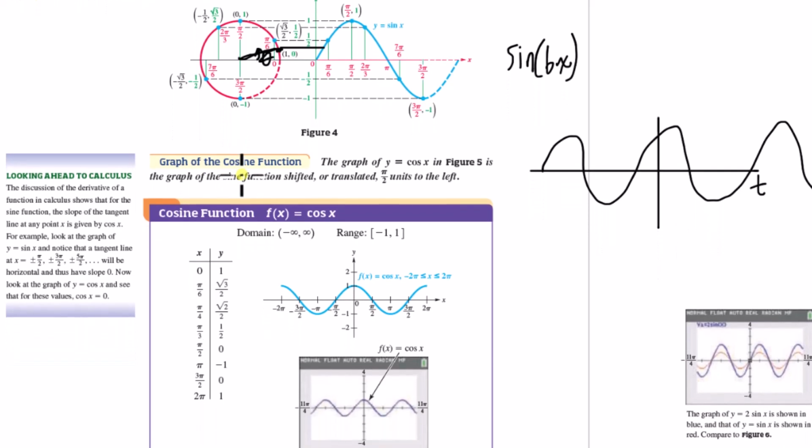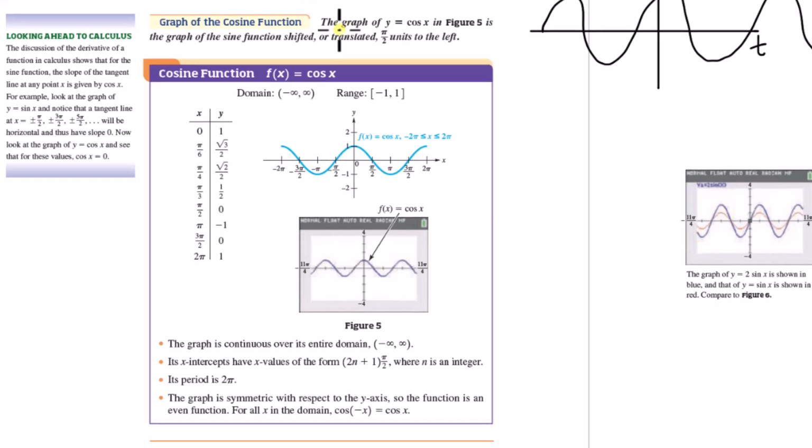Okay, the graph of the cosine function. The graph of y equals cosine x in figure 5 is the graph of the sine function shifted or translated pi over 2 units to the left. So, yeah, we took the sine function and you can see you shifted it to where this point was the start point for the sine function, right? We started with the sine function going up like that. Here, now we're starting here. We've shifted it to the left pi over 2 units. That's it. Okay, now so here they put some special angles, plug that into the cosine function and plot it, and that's how you can see the shifted curve.